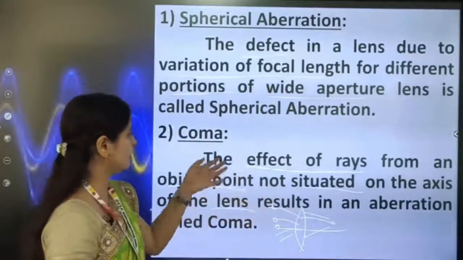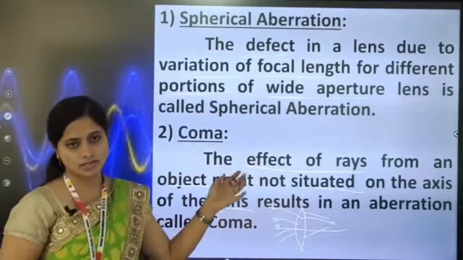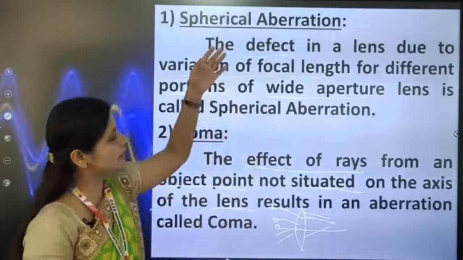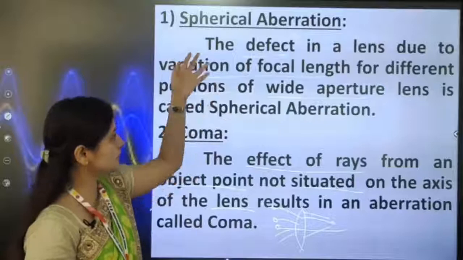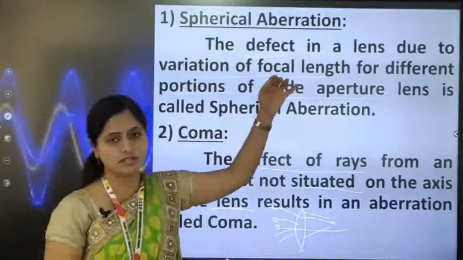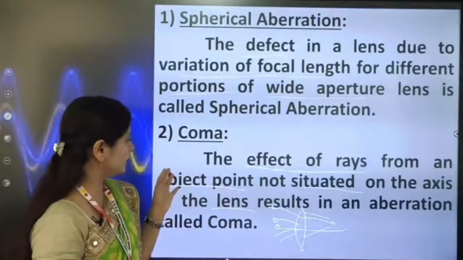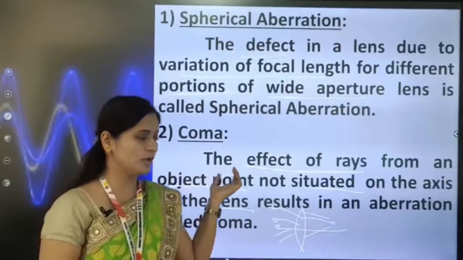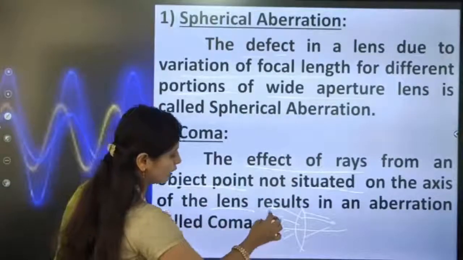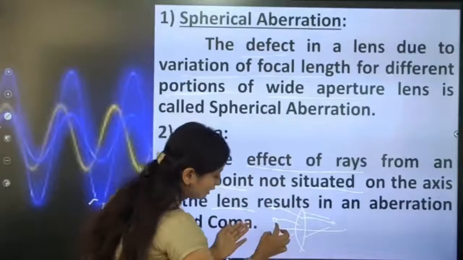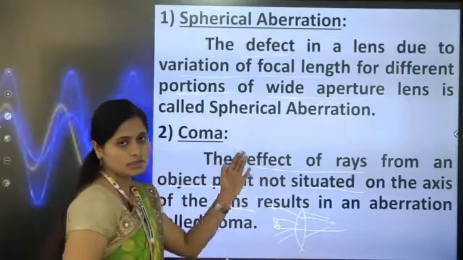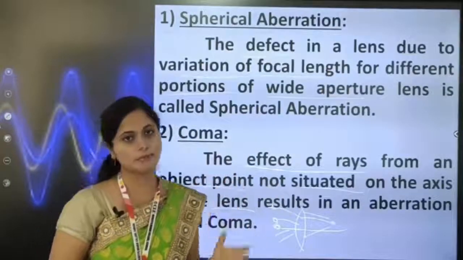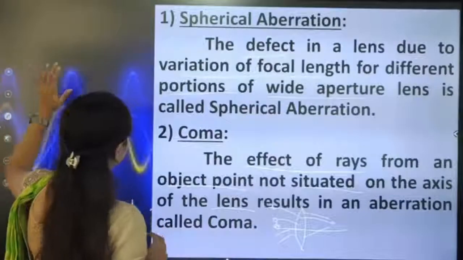Suppose we situate the object point on the axis of a lens. This results in a defect, and that defect is nothing but coma. Got it? So here the defect of the focal length is by the variation of different portions of the wide aperture. So what happened? The effect of rays will be produced because the object point is not situated on the axis of the lens. That's why the defect will be produced. We call that coma. Okay. Next, the third one is what?